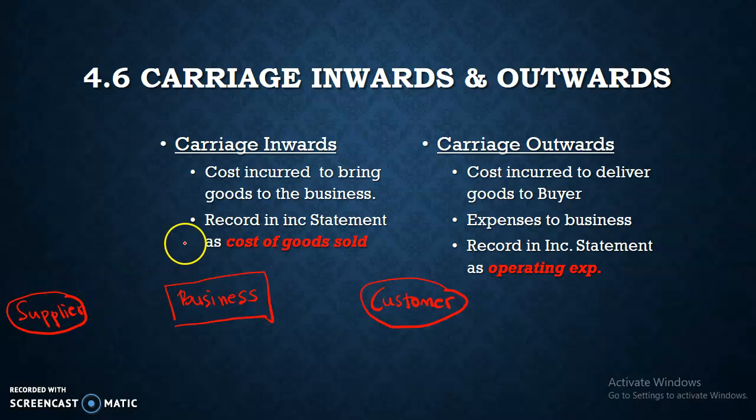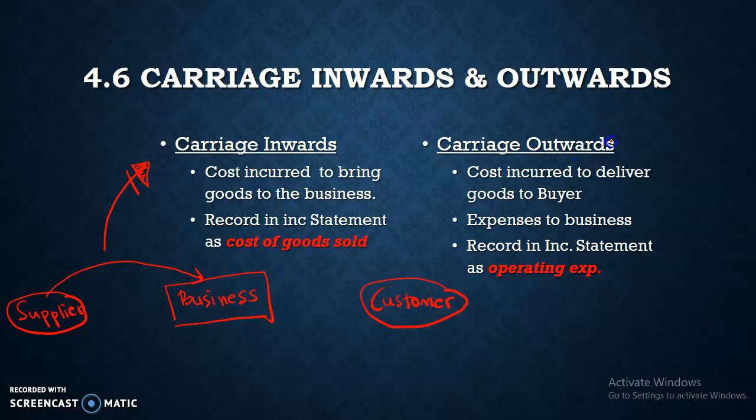Now, let's look at this slide here. Carriage inwards means the cost incurred to bring goods to the business, meaning to say, from your supplier into the business. So this is where you incur your carriage inwards expenses. Carriage inwards will be recorded in your statement of profit or loss as cost of goods sold in order to find the gross profit.